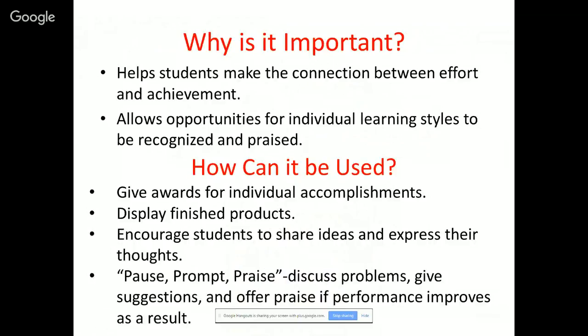Why is it important? It helps students make the connection between their effort and what their actual results are, their achievement, and it allows opportunities for individual learning styles to be recognized and praised. It can be used, you can give awards for individual accomplishments, display their finished products, encourage students to share ideas and express their thoughts, and pause, prompt, and praise when they are stuck or having problems with the process. You discuss their problems, give some suggestions, and then offer praise if their performance improves as a result of their effort from that.